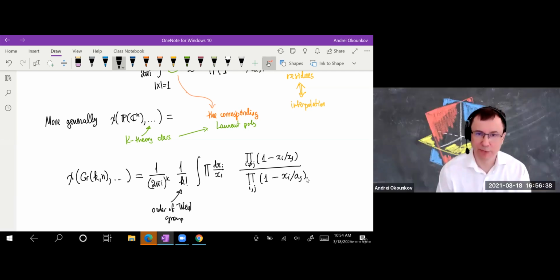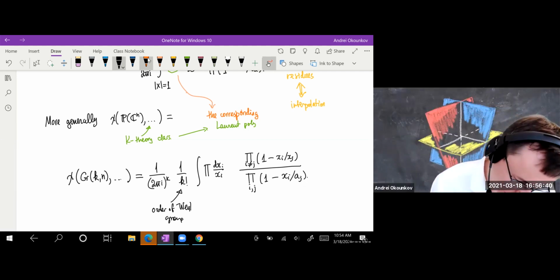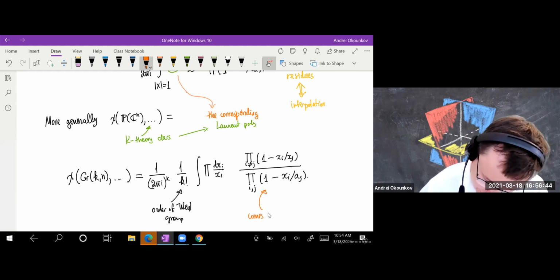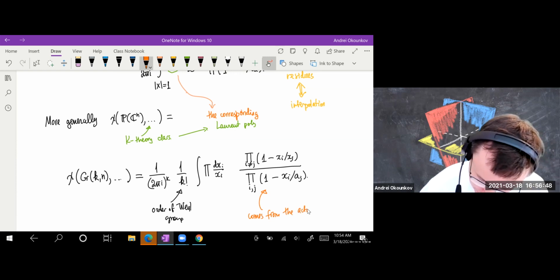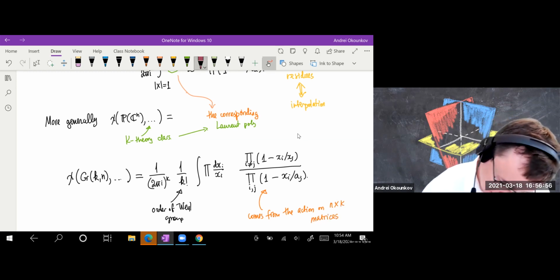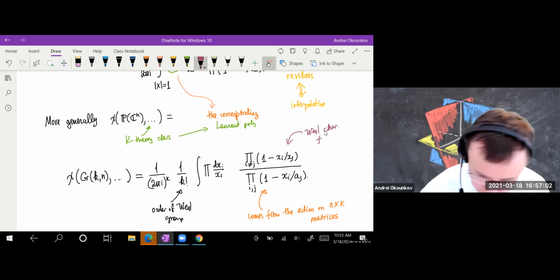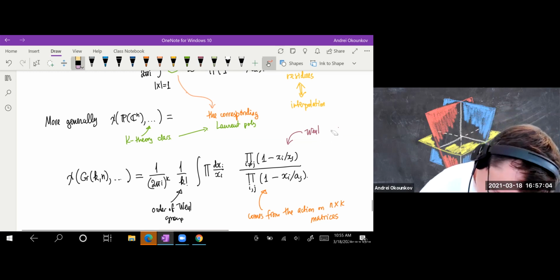This sort of thing. This comes from the representations from the action on n by k matrices, and this is really the Weyl character formula here. Sorry, the Weyl integration formula.